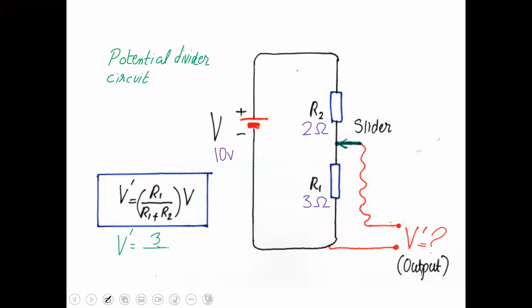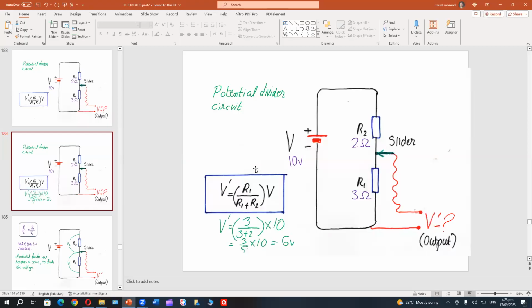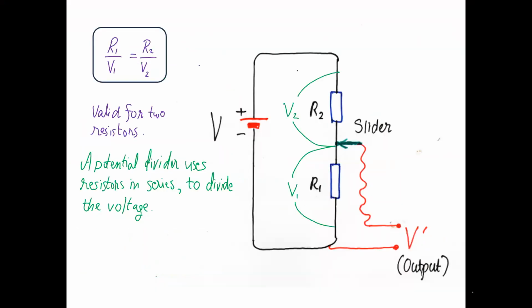How you calculate it: you will put the values here because the slider is across 3 ohm. So you will use 3 upon 3 plus 2 into 10, which means 3 upon 5 into 10, and that will be 6 volt. So this potential divider will give me 6 volt outside. So it will be a sharing voltage.